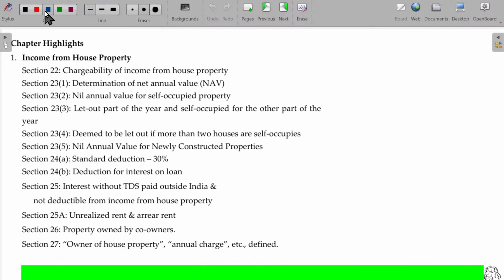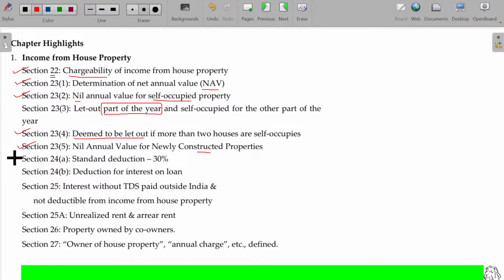So we have completed what? Section 22, chargeability, charging section over. Calculation of NAV under section 23 class 1 over. NAV is nil in case of self-occupied property, section 23 class 2. And what happens in case part of the year let out and part of the year self-occupied? We have to discuss. And deemed to be let out in case if you are holding more than 2 house property, we already studied. Newly constructed properties, their annual value is nil under section 23 class 5, we have studied.